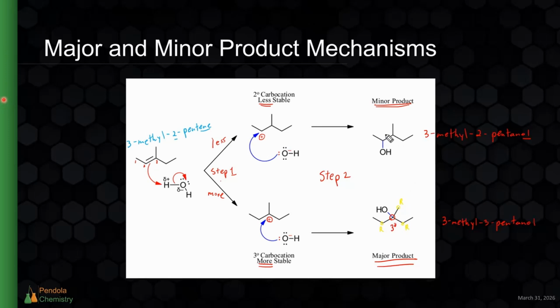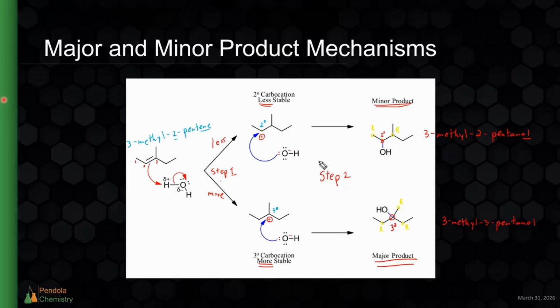Whereas the minor product will be the 3-methyl 2-pentanol because the alcohol is attached to the secondary carbon. Because that secondary carbon only has 2 R groups, 2 carbon chains attached to it. And why is that the case? Because this came from a secondary carbocation, and let me write that here too, whereas this tertiary alcohol came from a tertiary carbocation, meaning that this was more stable, more of it got made, and that's why this is the major product.